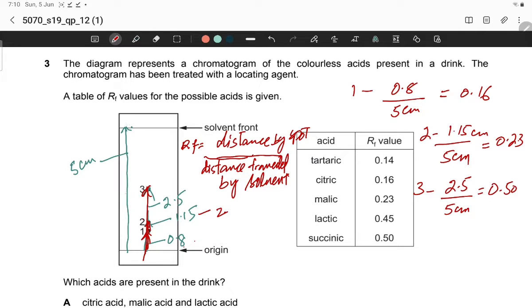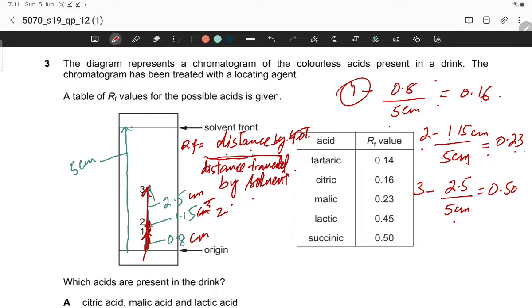The total distance covered by the solvent is 5 centimeters. The RF value is calculated by dividing the distance traveled by the spot by the distance traveled by the solvent. Spot 1, 0.85 cm, is equal to 0.16. Spot 2, 1.15 divided by 5 cm, is 0.23, and spot 3, 2.55 cm, is equal to 0.50.